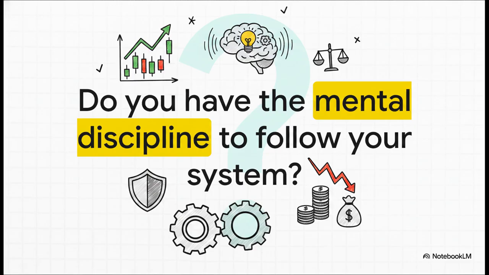Do you actually have the mental discipline to strictly follow your system, meticulously cut your losses early, and just let the probabilities play out? Because as we've clearly seen today, the math behind all of this is absolutely bulletproof. But human emotions? Yeah, not so much.